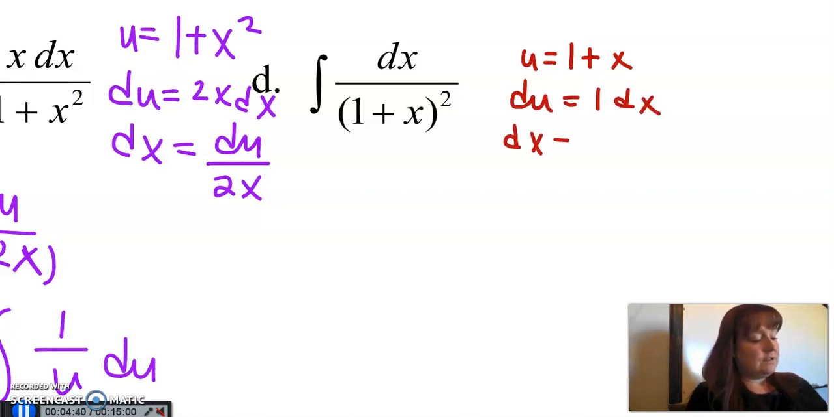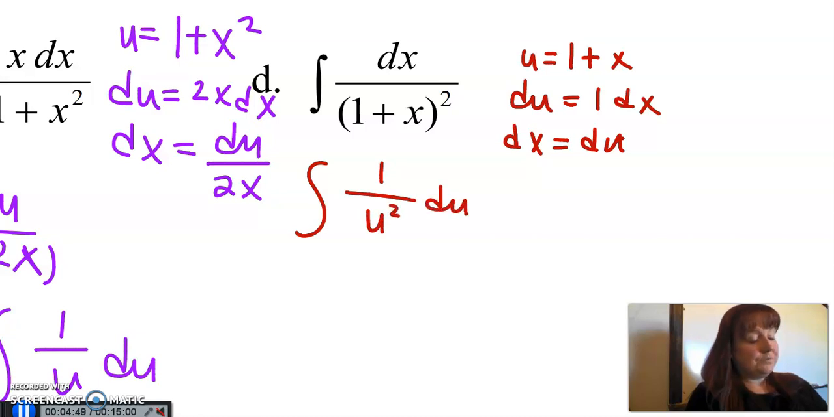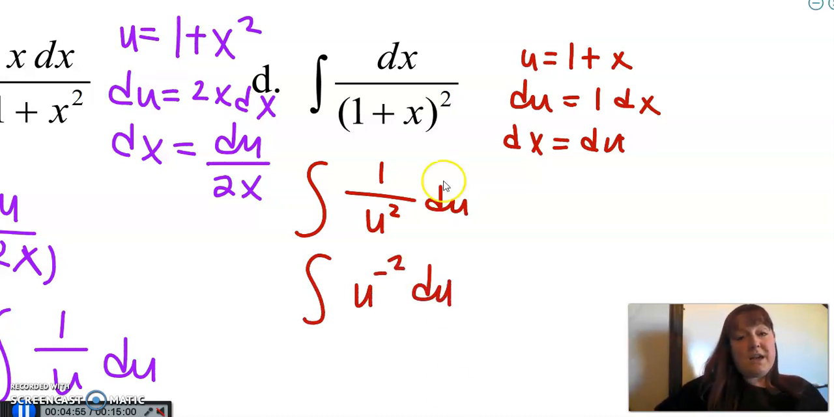Therefore dx equals du. So I can just substitute in. I have 1 over u squared du. And so let's rewrite this as u to the negative 2 du. Because remember, the integral of 1 over u squared is not the ln of u squared, right? Because that's not what it is. It's only if it was 1 over u, right? Just 1 over u. This we can integrate with just a simple power rule. This is just a power rule.